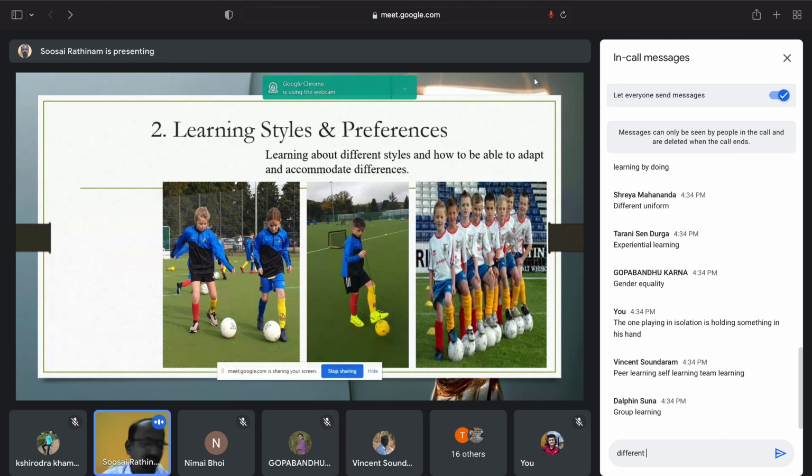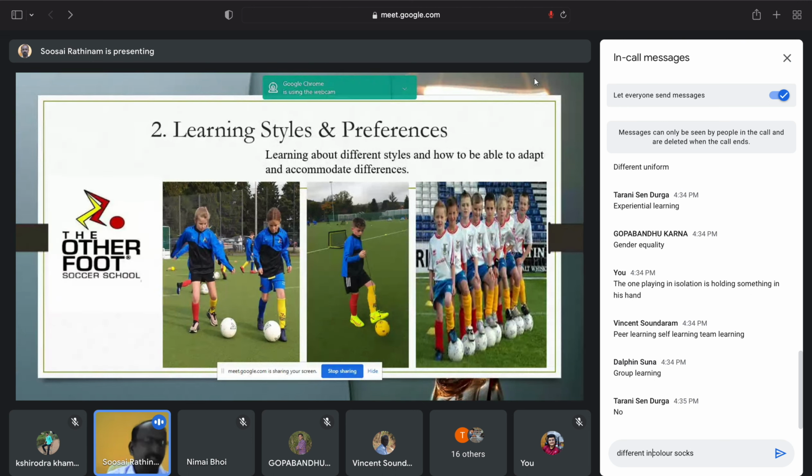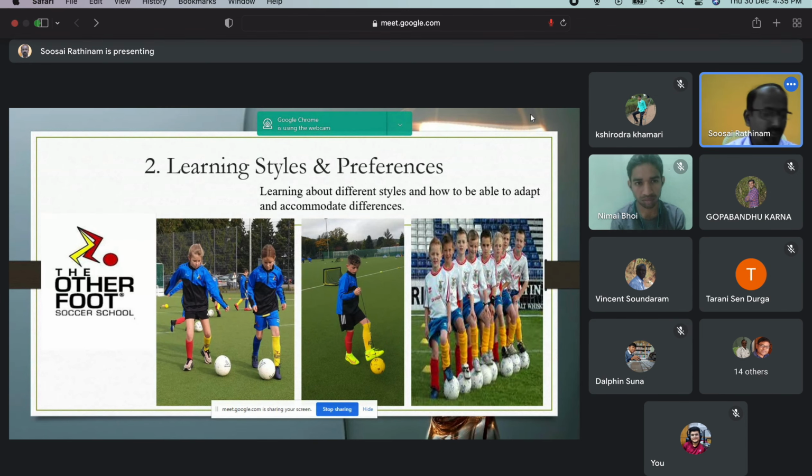Have you ever seen players wearing different colors of socks? No. Okay. So I just wanted to point out that in the UK there is a football soccer school called the Other Foot Soccer School.